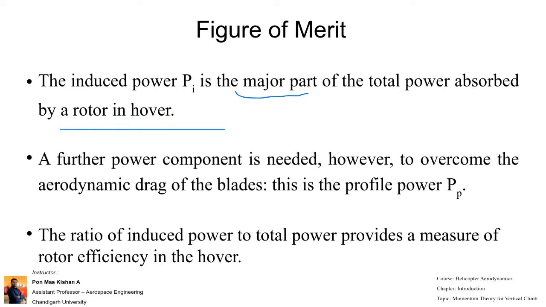So the helicopter has to hover. It should be in the same position. It should not move here and there. So for that particular hovering, we need more power. Further, a power component is needed to overcome the aerodynamic drag of the blades. What does that indicate? Aerodynamic drag of the blade. Even when we saw the wake analysis, I showed some pictures of how the wake will be. So I will be drawing that.